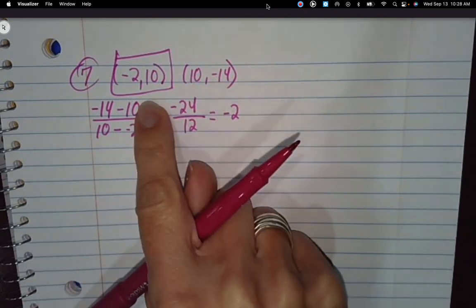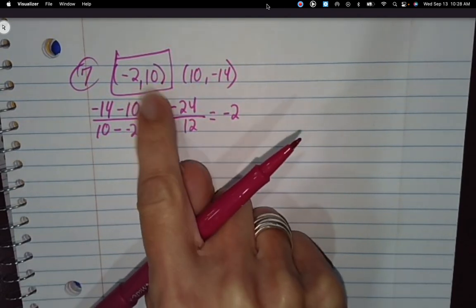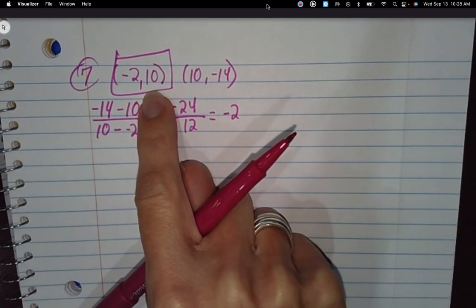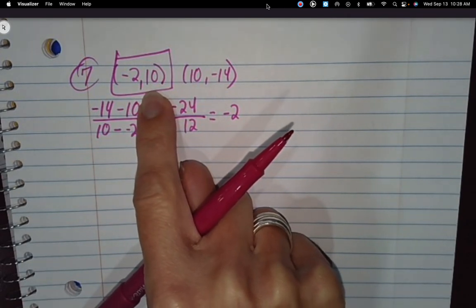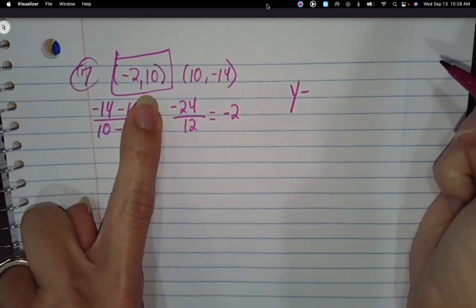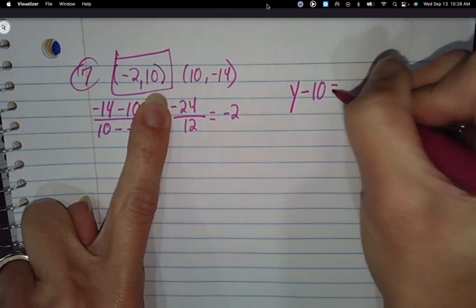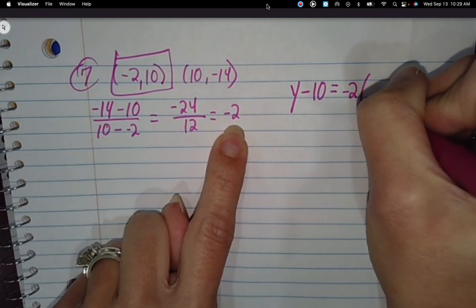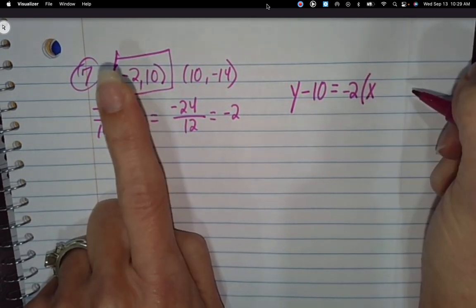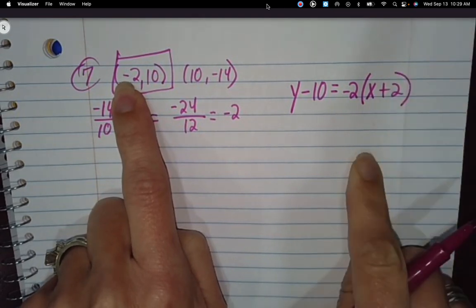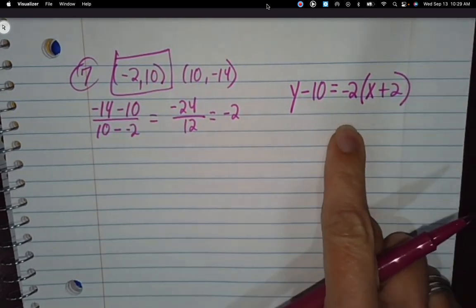No. Do you see 2s and 10s in their answer? So what point did they pick? This one. That was just so you don't have to end up doing the problem twice. So let me pick this point, and I'm looking at point slope form on the board. So it's y minus your y value. What's my y value? 10 equals our slope, which is what? Negative 2 times x minus your x value. So what does that end up being? Plus 2. Okay? So what's our answer?